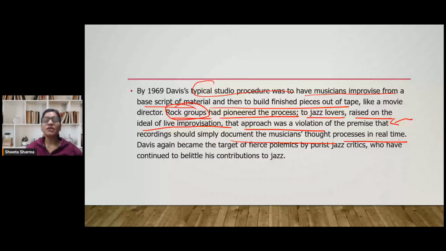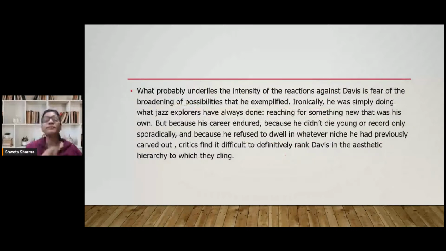Davis again became the target of fierce polemics by purist jazz critics who've continued to belittle his contribution to jazz. So the people who were always challenging him, now he was trying to tell them that he's not the same person they are criticizing always, and he now is reverting back.